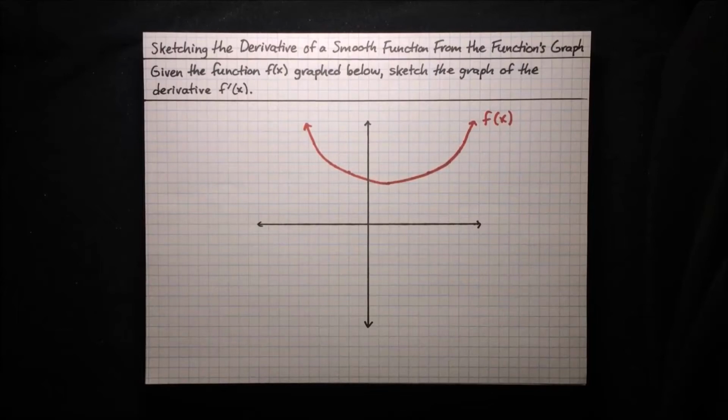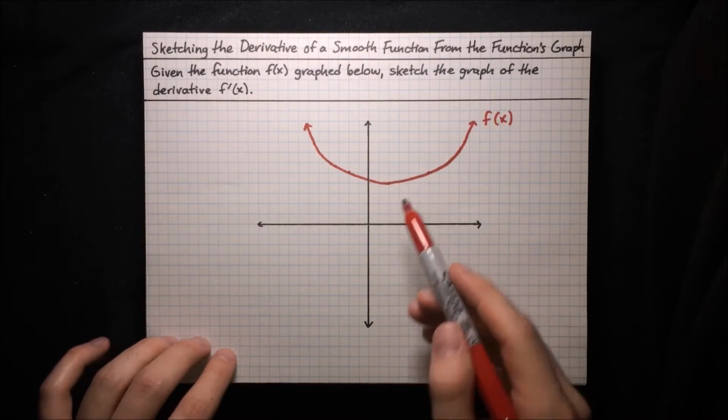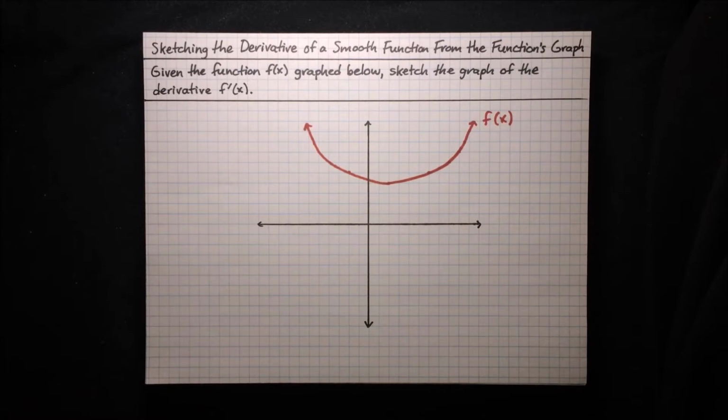In this video, I'm going to show you how to sketch the derivative of a smooth function from the function's graph. So here we're given this function f of x, and we want to sketch the graph of the derivative f prime of x. Remember, the derivative f prime of x just represents the slope of the graph of f of x at any point.